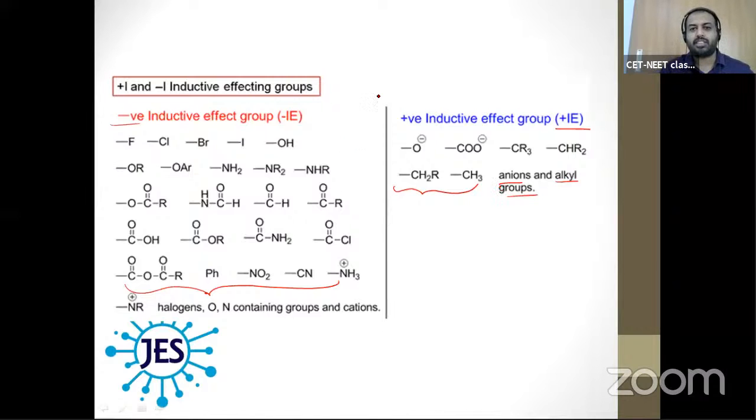Hydrogen is kept as a standard reference. The inductive effect of a hydrogen atom is taken to be 0. Okay, as a standard. Now, all groups which are negative (anions) or alkyl groups are plus I. Rest of them are minus I. Okay.